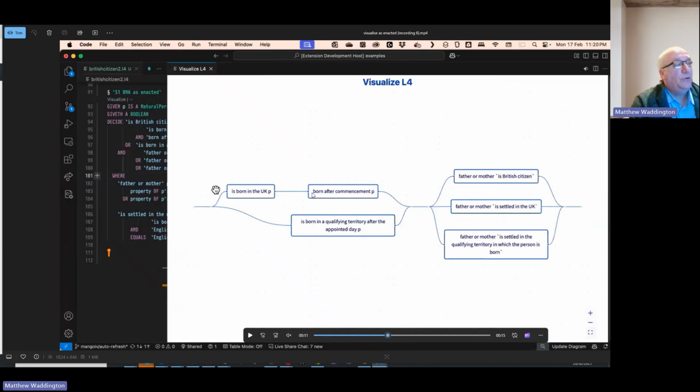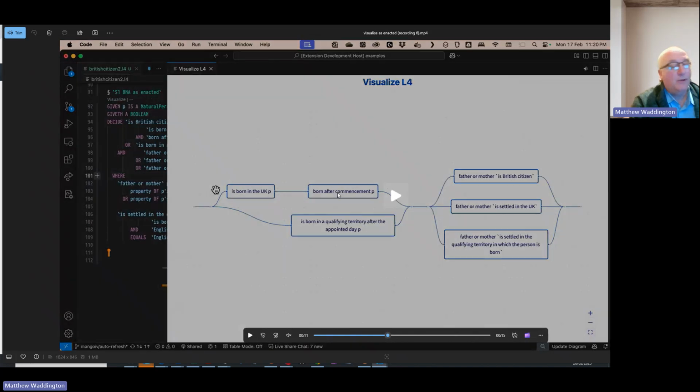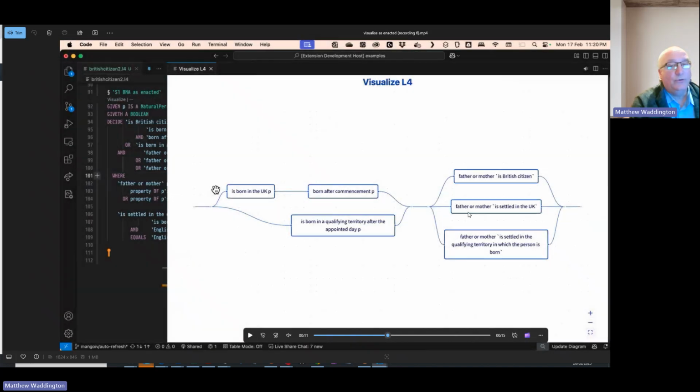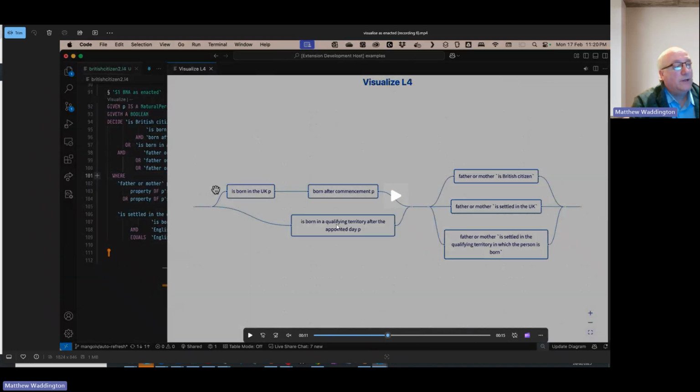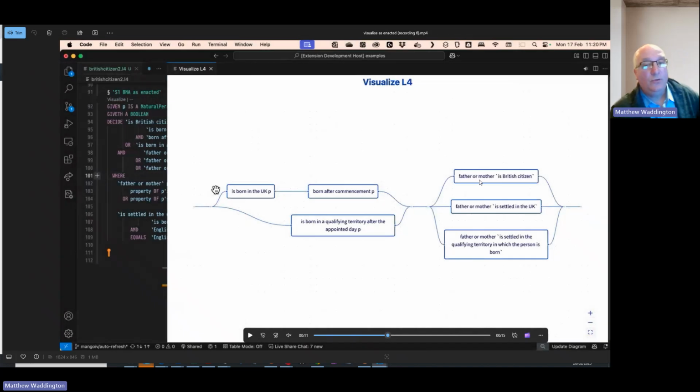So you're born in the UK and after commencement, fine, you move on to the next three. Or alternatively, you're born in qualifying territory after the appointed day, fine, you move on to the next three. Then if you pass any one of these, your father or mother is a British citizen, or they're settled in the UK, or they're settled in the qualifying territory in which the person is born, then you've got all the way through to being a British citizen.